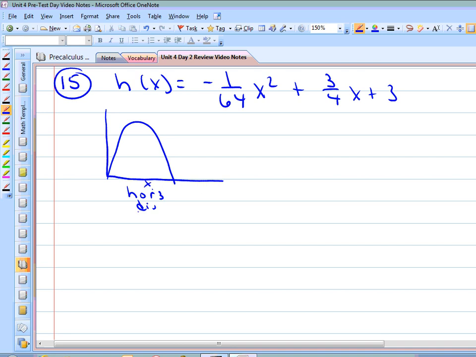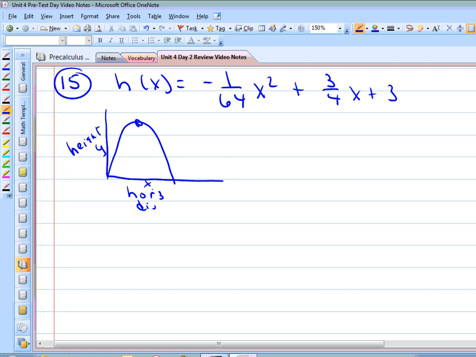And it says that the h of x, where x is the horizontal distance where the ball is punted, and h is the height. So the h of x, the y value, is the height. So how high did the ball go? How far away from where he originally punted it did it go? Okay, the question here asks how far horizontally is the ball from the kicker when it's at its highest point?